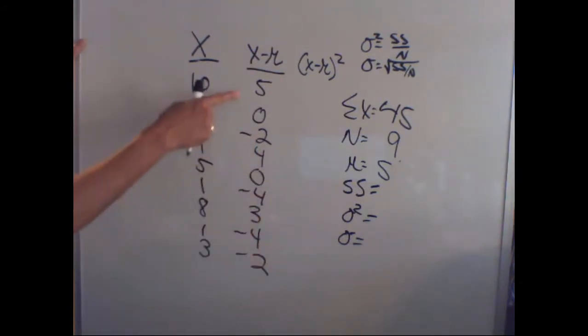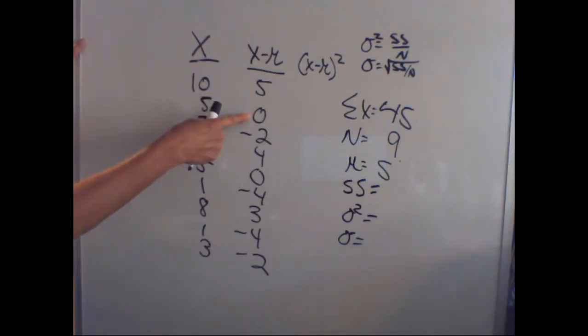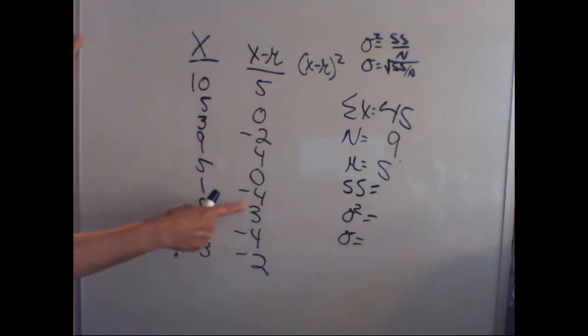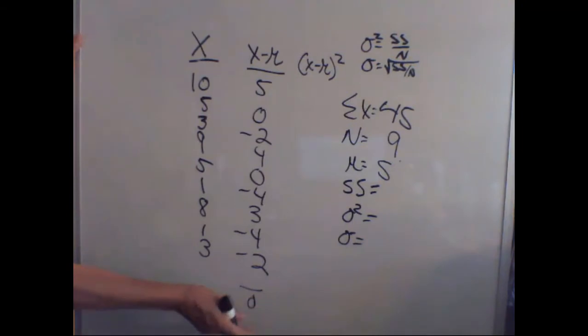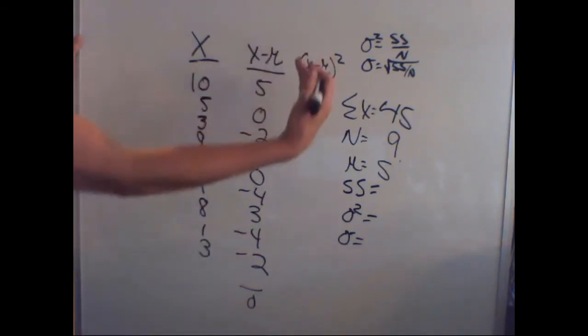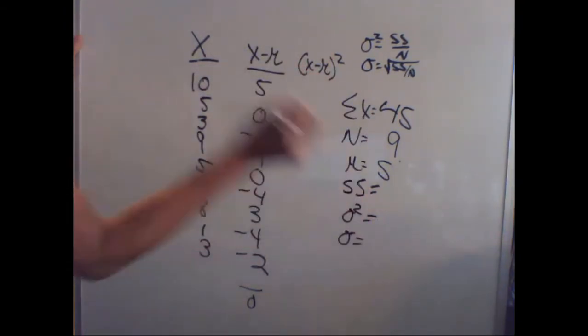So let's check that. 5 plus 0 is 5, minus 2 is 3, plus 4 is 7, minus 4 is 3, plus 3 is 6, minus 4 is 2, minus 2 is 0. So these do all total to 0. That tells me that I've done my deviations right, and this is why we can't just average this column. We have to square them first, and then we'll take the square root.